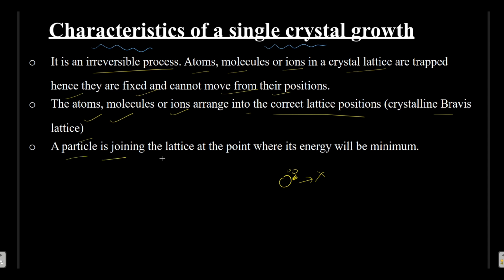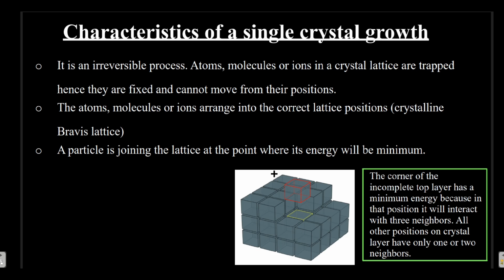A particle is joining the lattice at the point where its energy will be minimum. So let me explain this point with a diagram. You can see over here, I have put a picture. These are all the atoms or ions arranged at their crystal lattice. Now this red one, the red atom or ion that is in cubic form, wants to go from here to, it can take any of the positions, right? Suppose it could come on top of this crystal, this atom or this atom. It could come over here, it could come over here, but it decided to come here at this position.